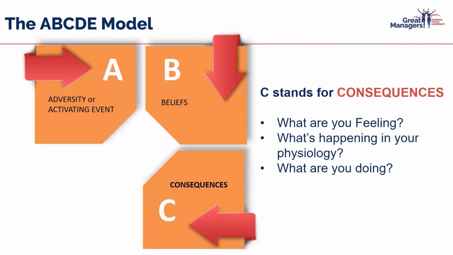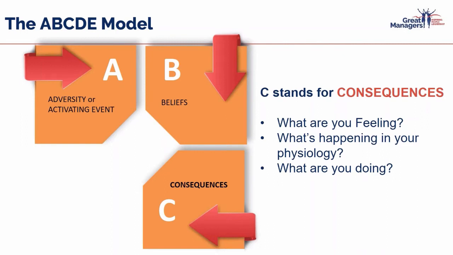So C stands for consequences, which captures how you feel after the event. It's about being aware of what you're feeling, what's happening in your physiology. Is your physiology escalating in terms of your state, that sort of thing. So what are you doing with your behavior? Now, this part of the model can be an alternative starting point if you get derailed by feelings or emotions and you're not sure where they came from.